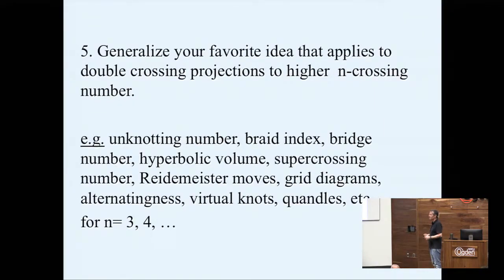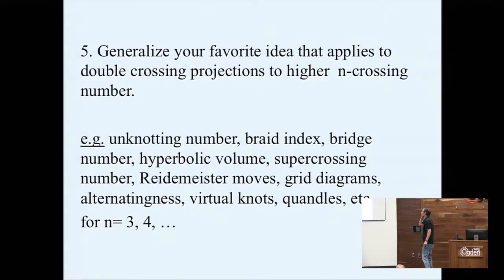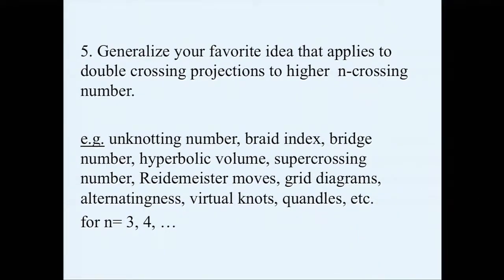And more generally, this is the general question. Take your favorite idea that applies to double crossing projections and generalize it to higher n crossing numbers. So you decide what your favorite thing is. It could be unknotting number, braid index, stick number, bridge number, hyperbolic volume, supercrossing number, Reidemeister moves, virtual knots, quandles, etc. And just ask the question, how does that actually relate to n crossing numbers and petal numbers and uber crossing numbers? Okay, and I will stop there.